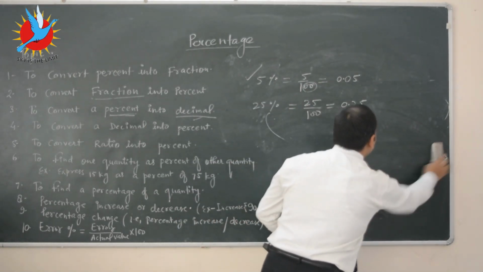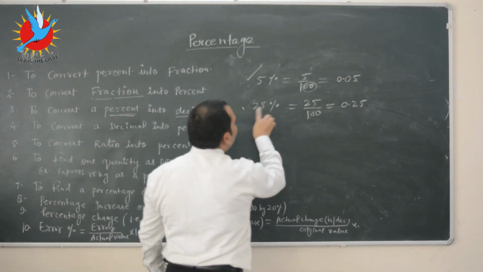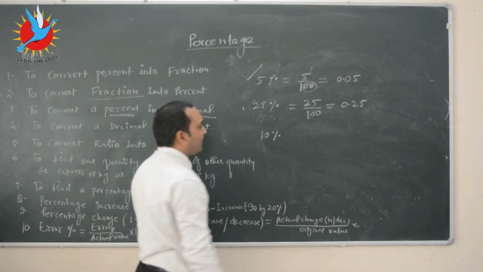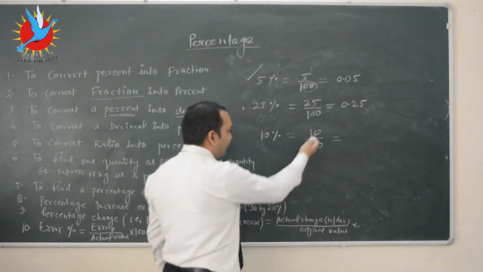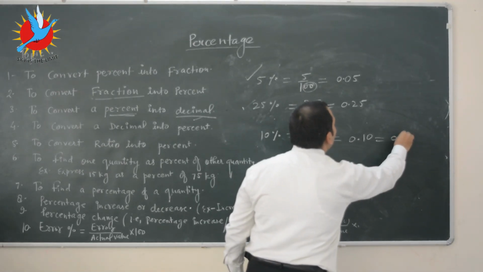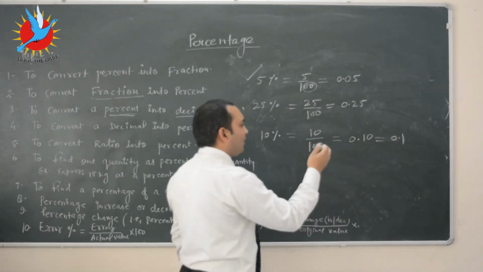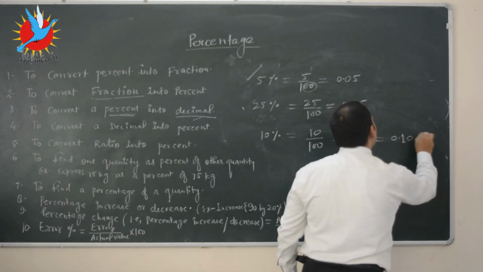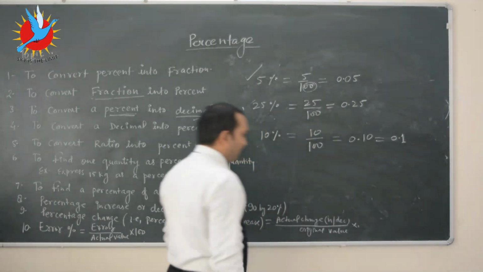So this is the second question, to convert any percentage into decimal form. Consider 10%. What is the value of 10% in decimal form? 10 upon 100. The value will be 10 upon 100 means 0.10, 2 decimal places, or we can write 0.1, because we can write so many 0s after the decimal place when the significant figures finish. So we can write here 0.10 means 0.1.